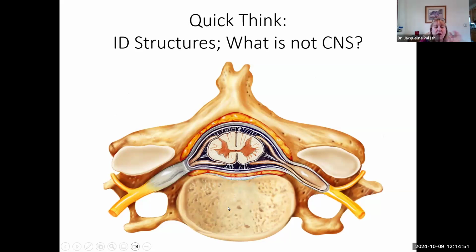And so go back through, identify the structures which are lateral to the spinal cord, identify the parts of the spinal cord, figure out what is central nervous system, what is not central nervous system. See if you can find the three layers of the meninges.